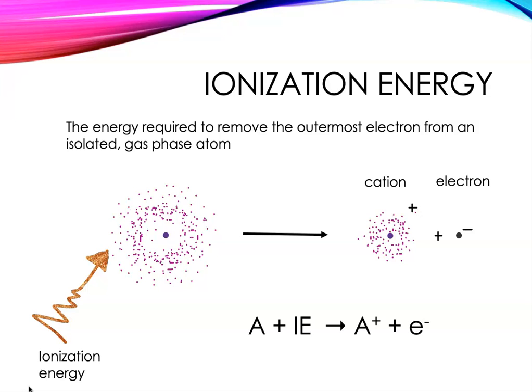Now we can also represent this in equation form: A, being the atom, plus the IE makes a cation, A plus, and an electron. Notice that the ionization energy term is written with the reactants. That means this is always going to be an endothermic process, and the values for ionization energy are always going to be considered positive values relative to the atom.